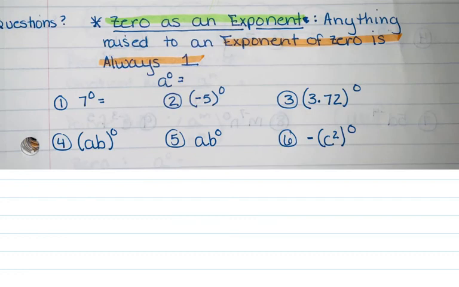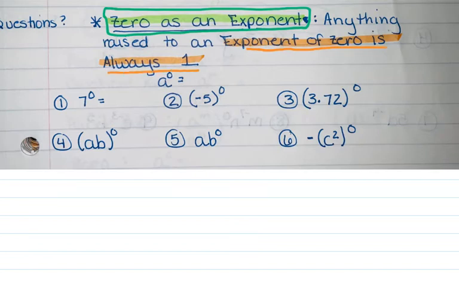All right, the first one we are going to look at is zero as an exponent. Anything raised to the exponent of zero is always 1. So a to the 0 exponent is equal to 1. A lot of people think it's 0, so be careful with that. It is always 1. So, for example, 7 raised to the 0 exponent is 1.